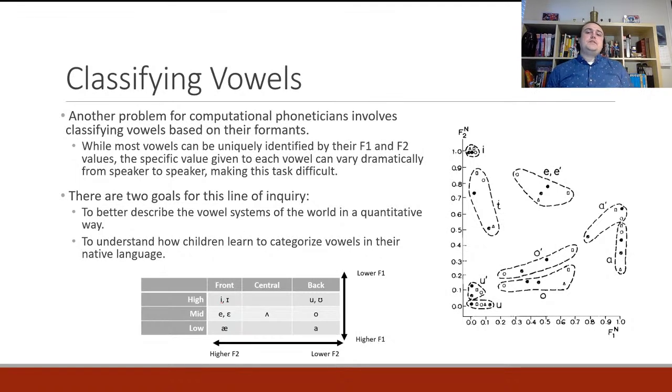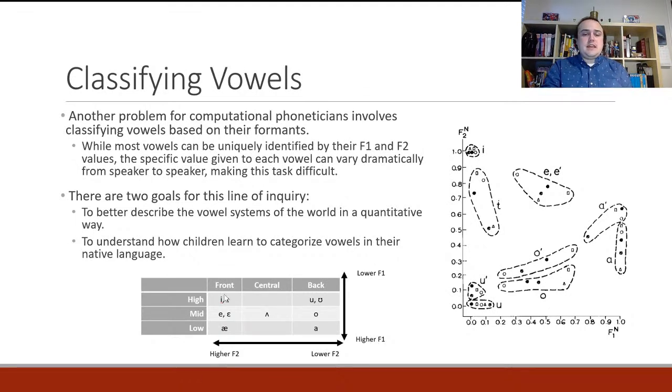Another problem for computational phoneticians involves classifying vowels based on their formants. One of the reasons formants are so important for speech and for understanding speech is that they are essentially how vowels have quality differences. So the difference between the vowel a and the vowel aw, or the vowel o and the vowel e, is primarily a difference between their first and second formant values, their F1 and their F2. And most vowels can be uniquely identified by their F1 and F2 values.